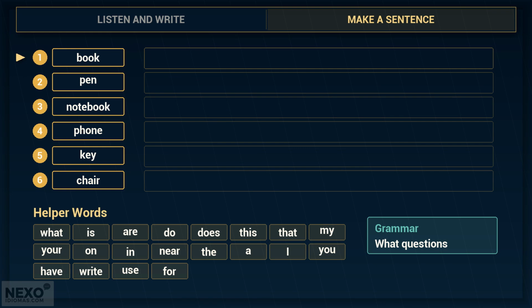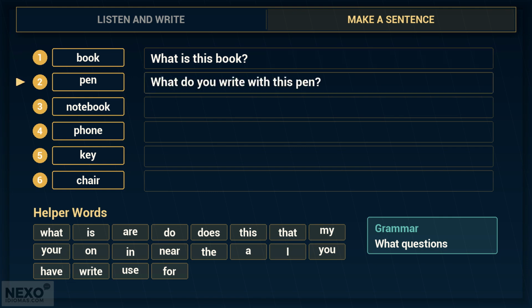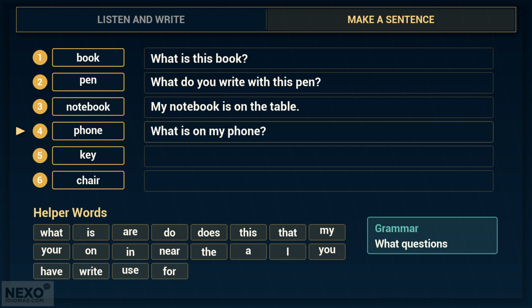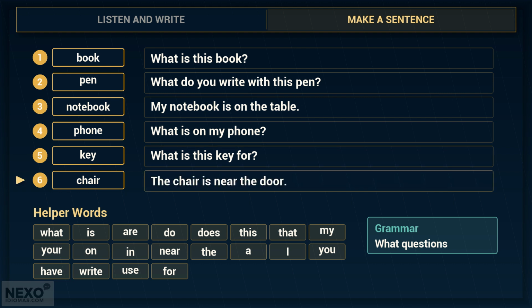Book. What is this book? Pen. What do you write with this pen? Notebook. My notebook is on the table. Phone. What is on my phone? What is this key for? Chair. The chair is near the door.